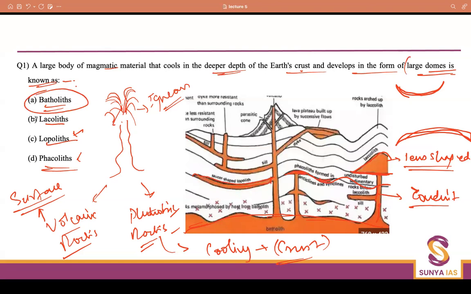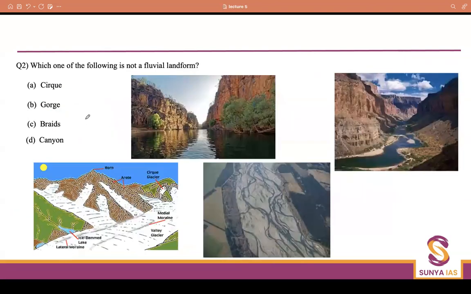It is known as your batholiths. Okay, this is batholiths. So here the correct option is option A, that is your batholiths. All right. Okay, let's look at the next question now. The next question says: which one of the following is not a fluvial landform?